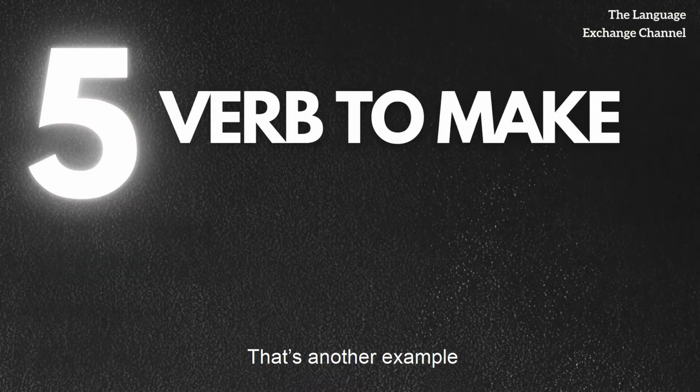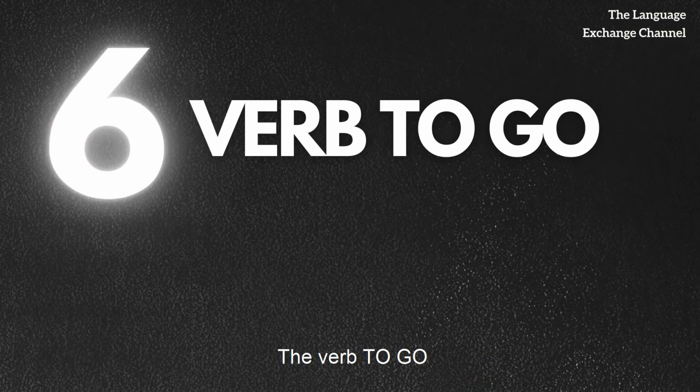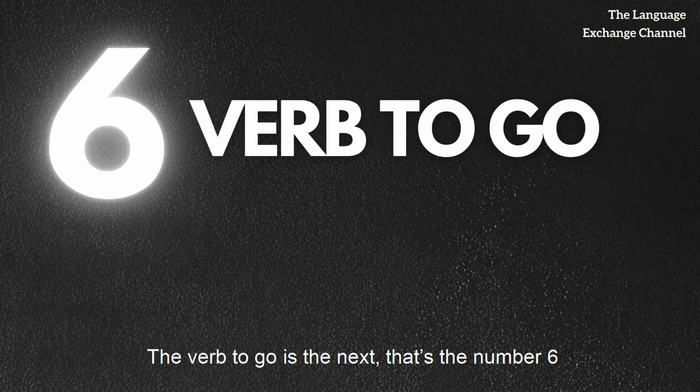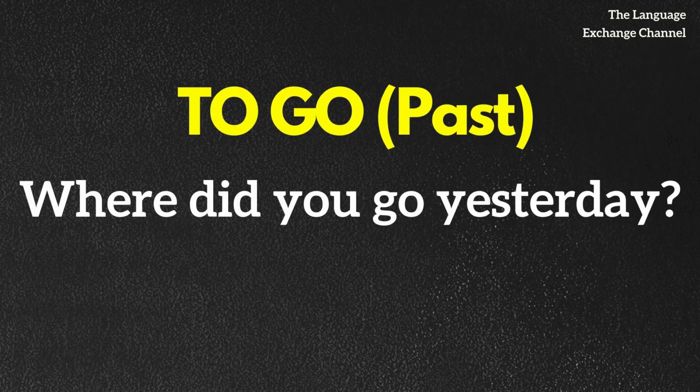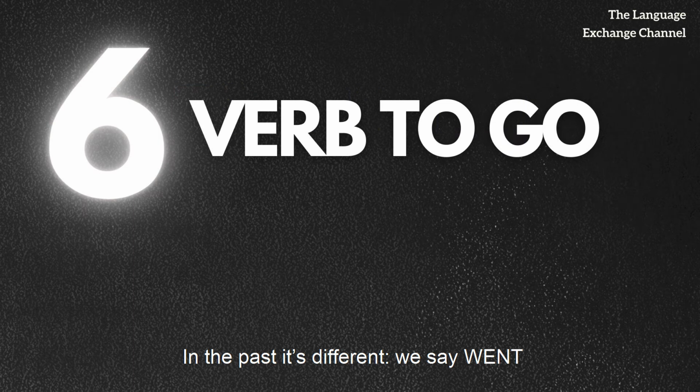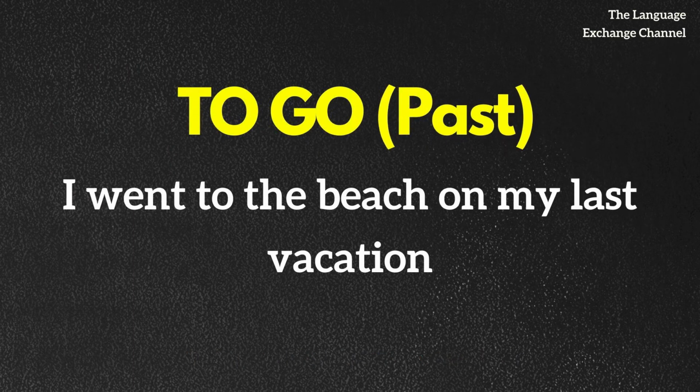That's another example. The verb to go. The verb to go is the next. That's the number 6. I go everywhere. Where did you go yesterday? In the past, it's different. We say went. I went to the beach on my last vacation.